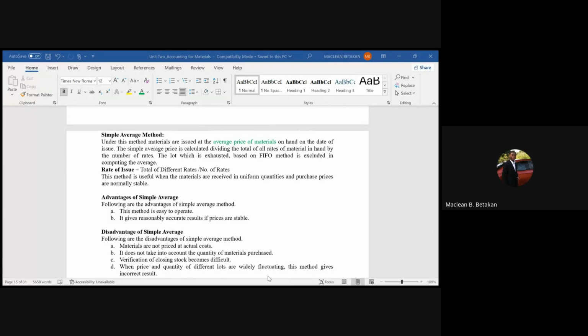Okay. So I was talking about the simple average method. So that one, the focus is on the price. So we are just taking the average of the prices, and then we will use it to do the issuing. That is all. Very simple, right?